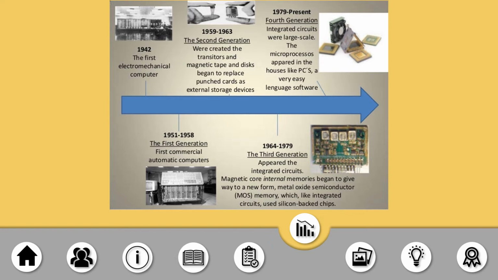Then for the fourth generation, ito naabutan na natin lahat to. So integrated circuits or ICs were large scale. The microprocessors appeared in the houses like PCs, a very easy language software. So ito na yung fourth generation natin. Okay, yung fifth generation, you cannot see it here for the meantime because it is still under development. Okay, so they are still studying about artificial intelligences and how to improve that generation of microprocessors or of that computer. Okay.